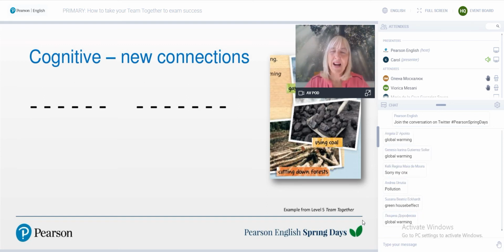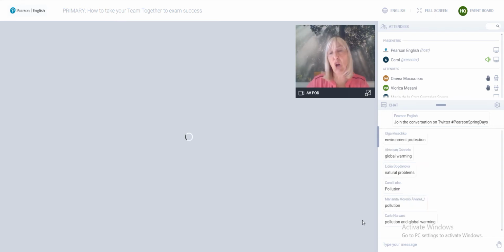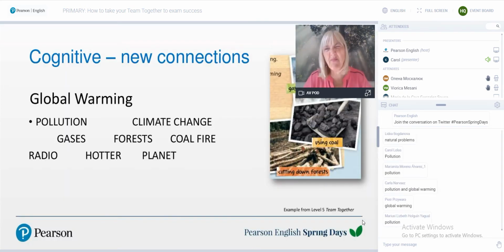Well, I don't know if you guessed it, but the theme we're looking at, if this was my class, would be global warming, which is a pretty old chestnut these days. So we've seen the pictures. I've got the brains thinking about global warming. The next thing is basically, what's the wrong word?